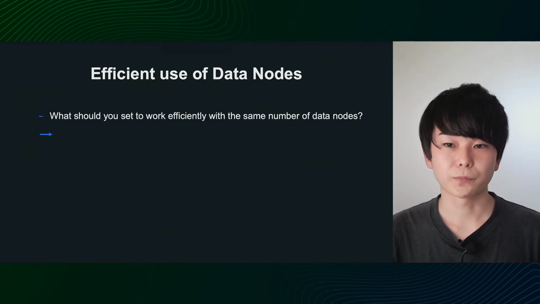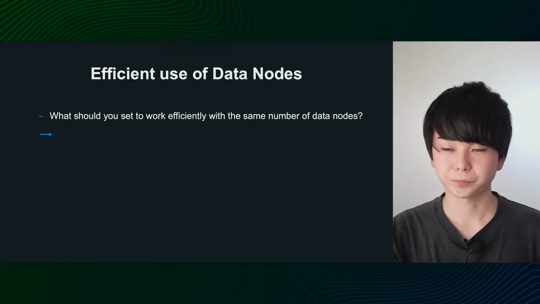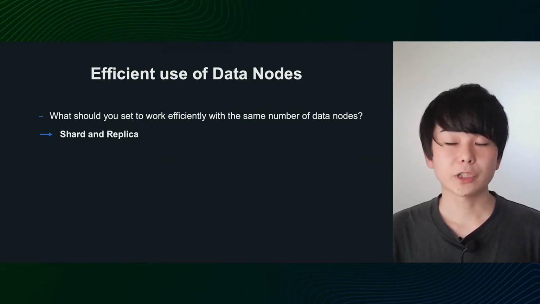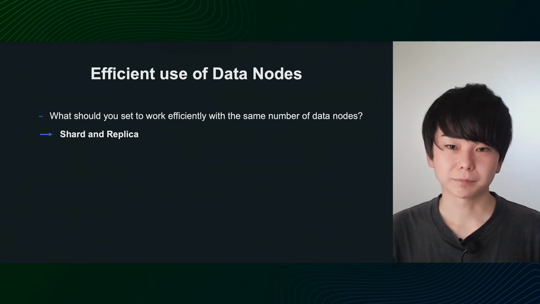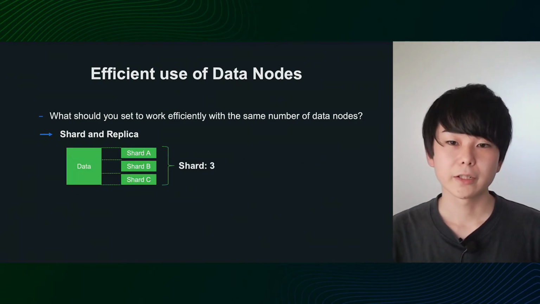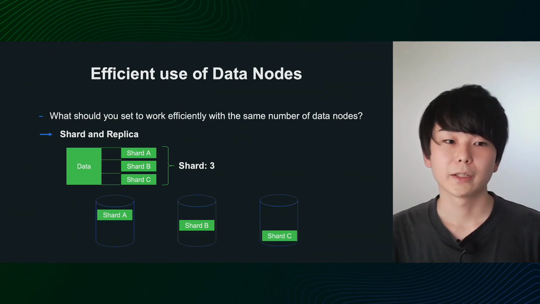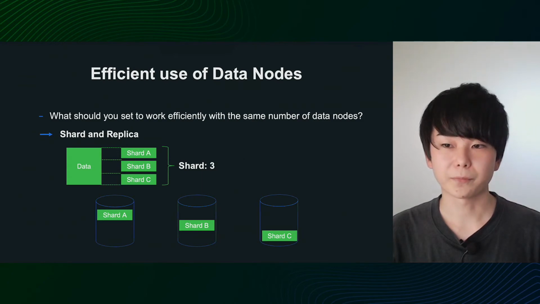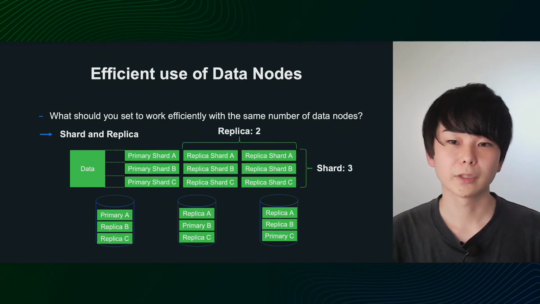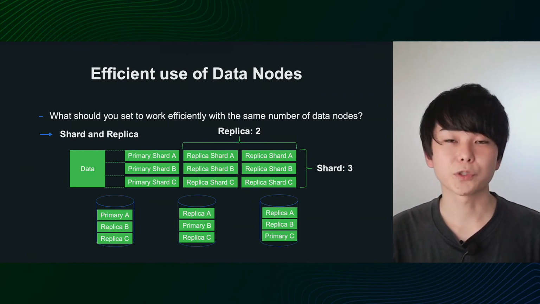Therefore, we decided to optimize the shard and replica settings in order to make the limited number of nodes work efficiently. A shard is a unit of data that is horizontally divided. If we place shards A, B, and C on each of the 3 data nodes, we can perform distributed processing on 3 units. Next, a replica is a unit to replicate the shard.